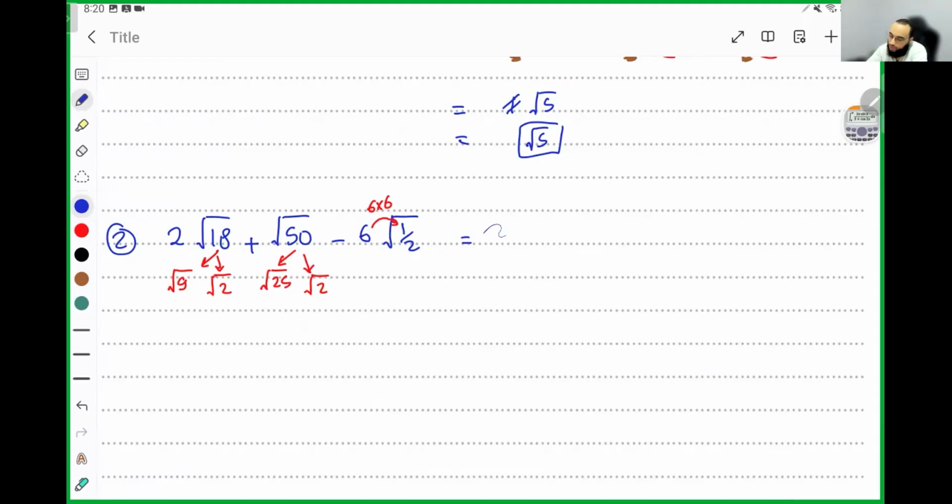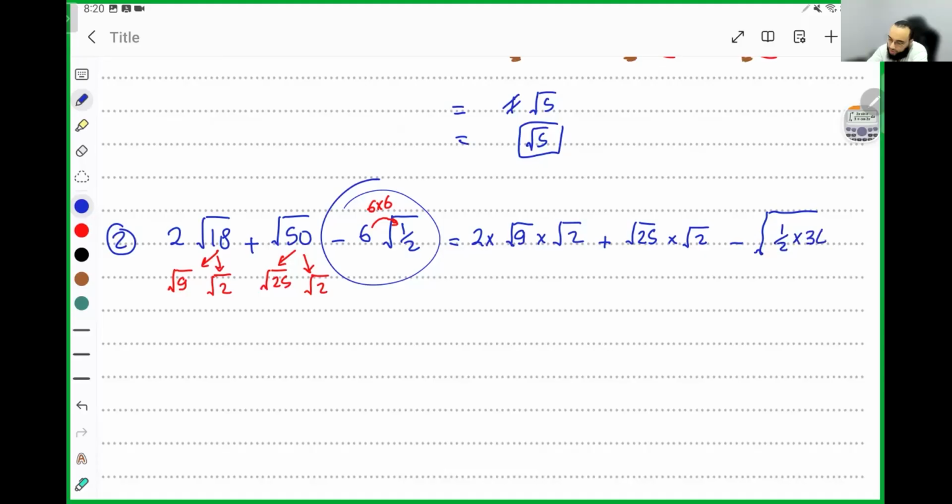So look at the question. Root 9 times root 2. This is the first part, and there is a 2 beside it. Don't forget. And this part plus root 25 times root 2. And this part minus 1 big root, half times 36. You got that? Yes. 2 times 3 is 6, then it's 6 root 2. This is 5 root 2.